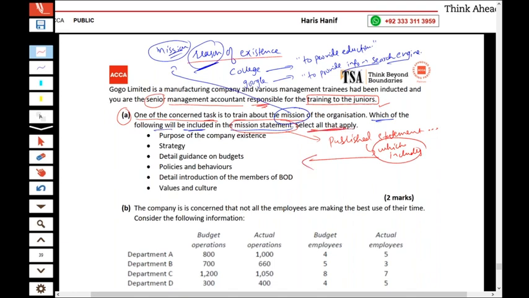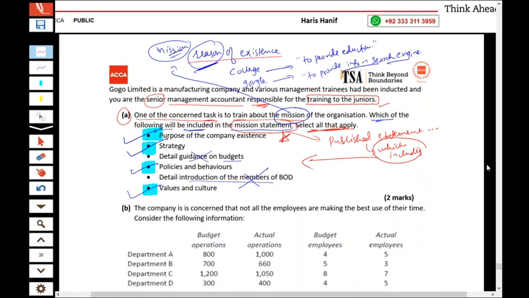Select all that apply. Mission includes the purpose of the company's existence, yes. The strategy, yes. Detailed guidance on budget, no, because budget is an operating activity. Policies and behavior, yes. Detailed introduction of the members of the board, no, not at all. And values and culture. These are the things which are included in the mission statement, which is basically published to the stakeholders.